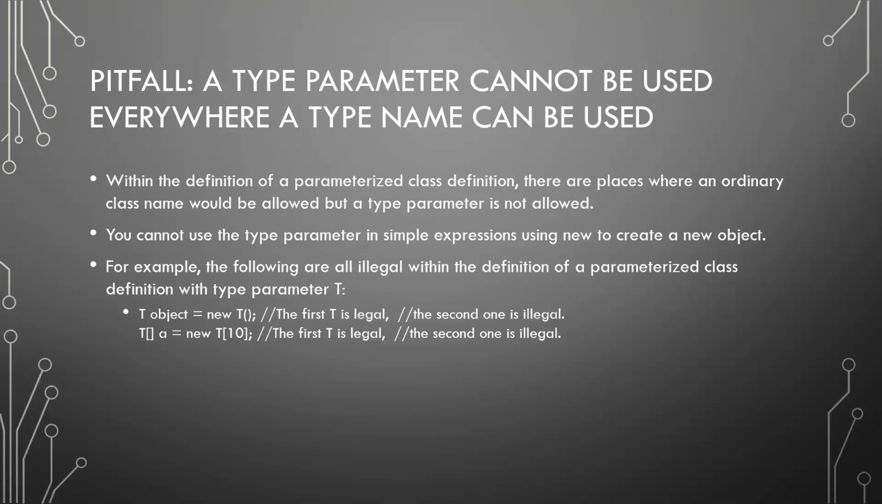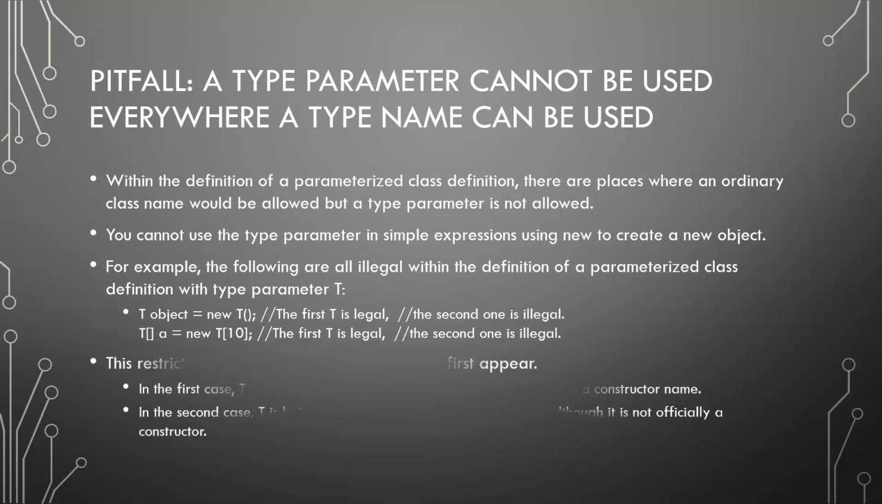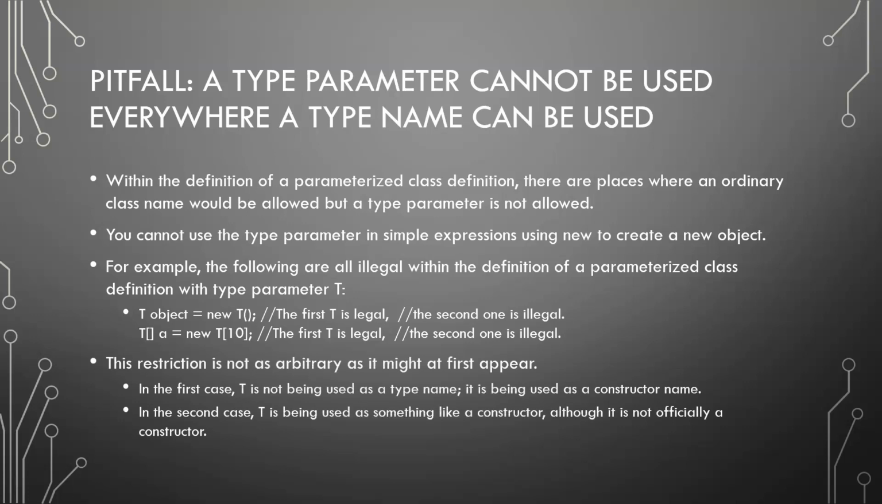You can't do the new T part. The T object part's fine, but the new T is not. Similarly, T[] a = new T[10]; the T part on the left-hand side is perfectly fine, but the right-hand side, not so much. This restriction is not necessarily as arbitrary as it might appear. In the first case, T is not being used as a type name, it is being used as a constructor name. In the second case, T is being used as something like a constructor, although it is not officially a constructor.